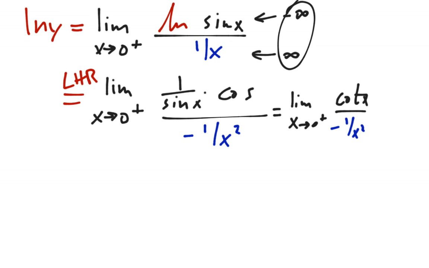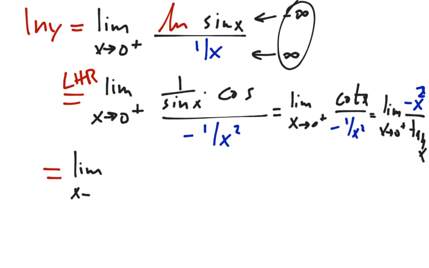Because cotangent is really 1 over tangent and this is negative 1 over x squared, I'm just going to flip this fraction. So we get the limit as x approaches 0 from the right of, the top becomes negative x squared, and the bottom, because I have 1 over cotangent, drops a tangent of x to the bottom. Let me rewrite this so it's clearer: limit as x approaches 0 from the plus side of negative x squared divided by tangent of x.